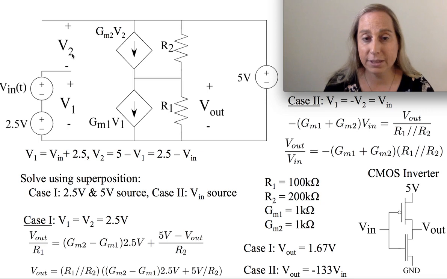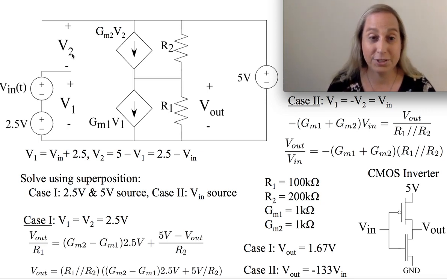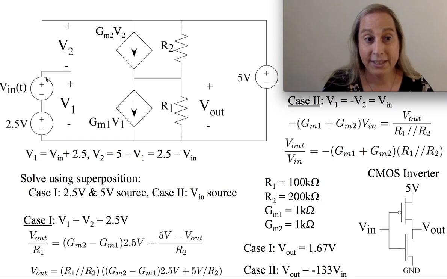But I'd like to do something a little different here, and I'd like to again use superposition. Superposition is just a really cool technique to deal with all these circuit elements. So what I want to do is say, okay, for case 1, I want to turn on the 2.5 volt and the 5 volt source. In case 2, I just want to turn on Vn. Okay, why would I do that?